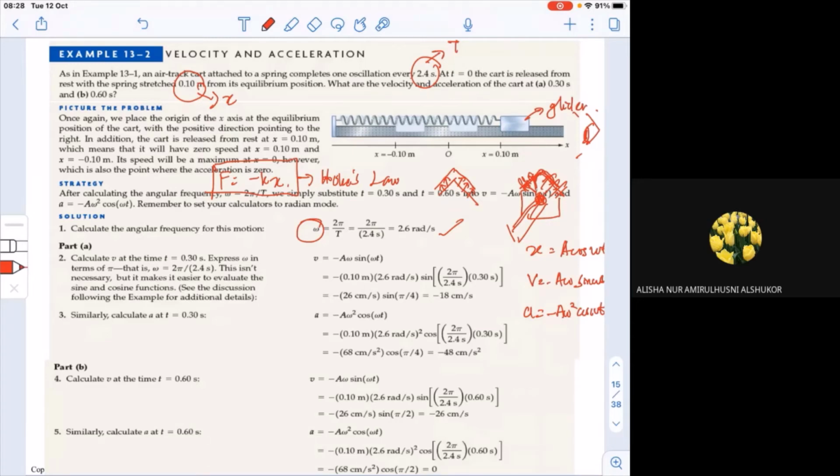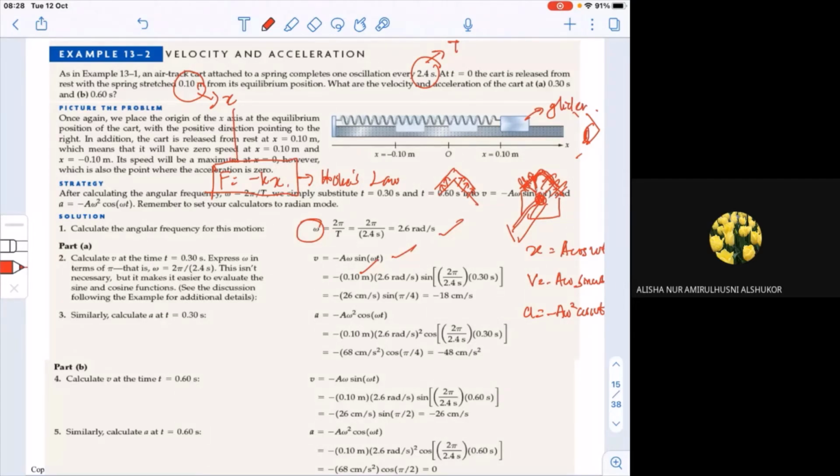Again, v is negative A omega sine omega t. Look at how they write down the equations and put in the values. Here, they put the amplitude as 0.1, because we take the card and stretch it until it reaches 0.1 meters. That means that is the highest displacement of the card. The highest displacement of the card, in Hooke's law, we call that x.